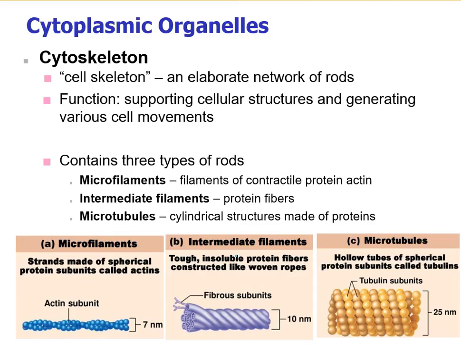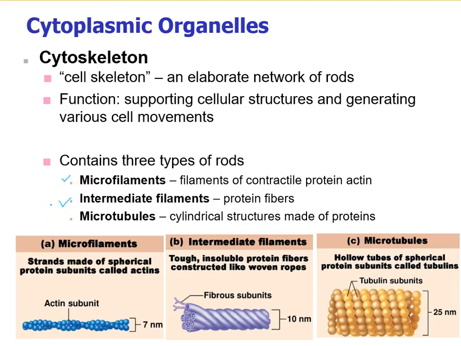The cell skeleton, or cytoskeleton, has three types of rods. We have microfilaments, which are tiny filaments made of a contractile protein called actin. Just like muscles in your body can contract, these microfilaments can change their shape, helping the cell to move and maintain its structure. The next is intermediate filament.